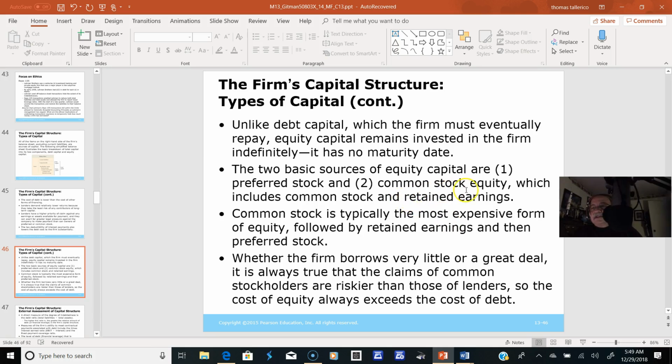Now, you'll notice the word here, retained earnings. If you remember from 330, companies issue statements of retained earnings. This is money that could be paid in dividends to the shareholders, but it's not. They're keeping it. Like Google, which doesn't pay dividends. A lot of high tech companies don't pay dividends. They want to use the money for research and to grow the company, so they retain the earnings. Common stock is the most expensive form of equity, followed by retained earnings. There are equations for all these, theoretical equations, of course.